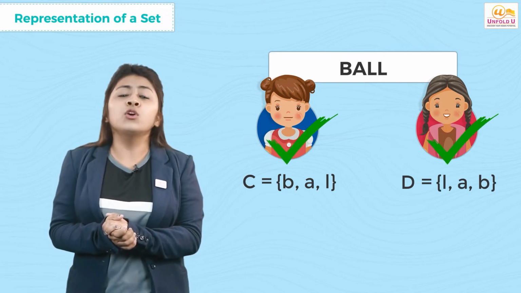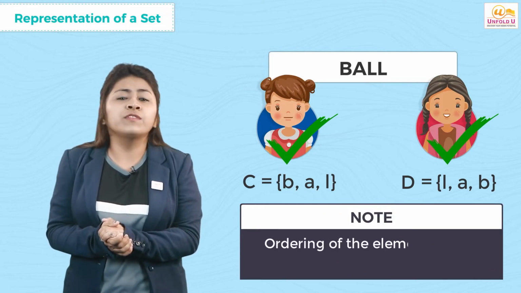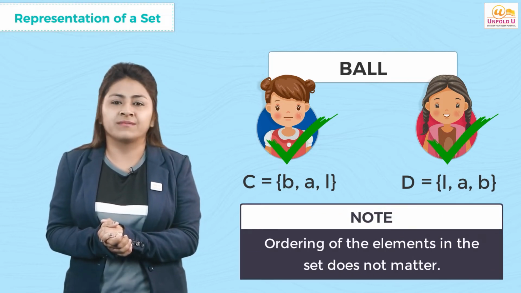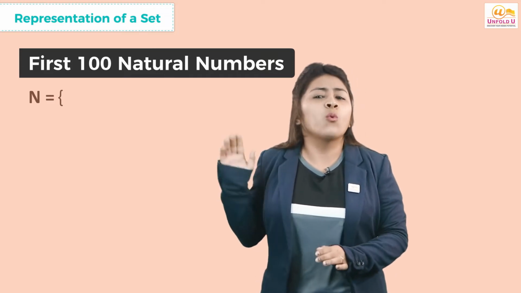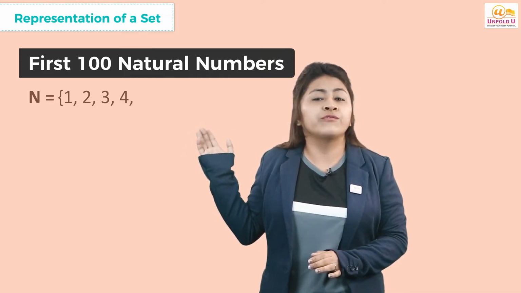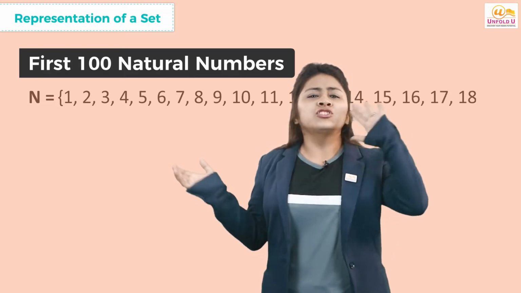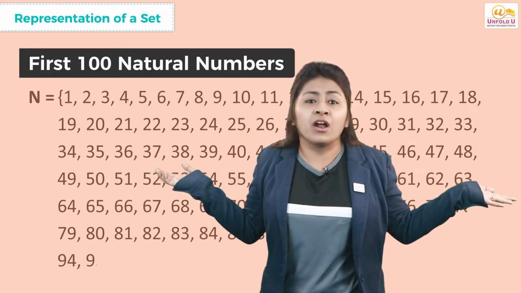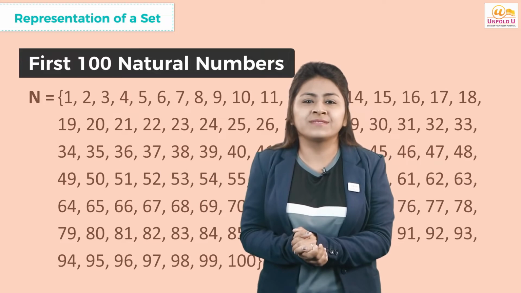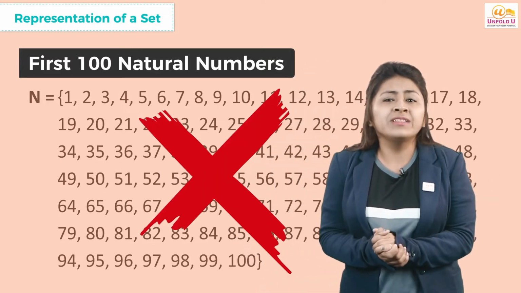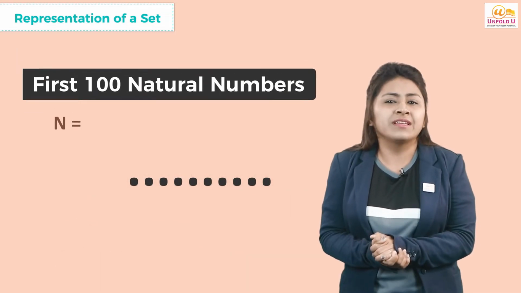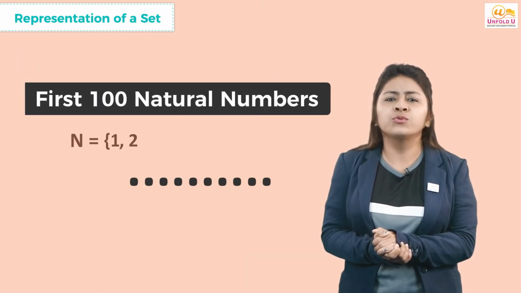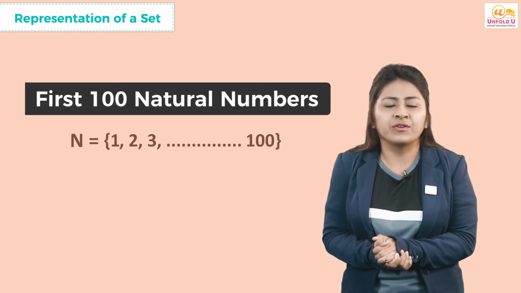Because in the listing of elements of a set, the ordering of the elements in the set does not matter. Now try writing the set of first 100 natural numbers. We write it as N = {1, 2, 3, 4, 5, 6, and shall we continue this till the number 100 and make such long lists? No. To avoid the tedious task of writing long lists, we use dots. So it is N = {1, 2, 3, ..., 100}.